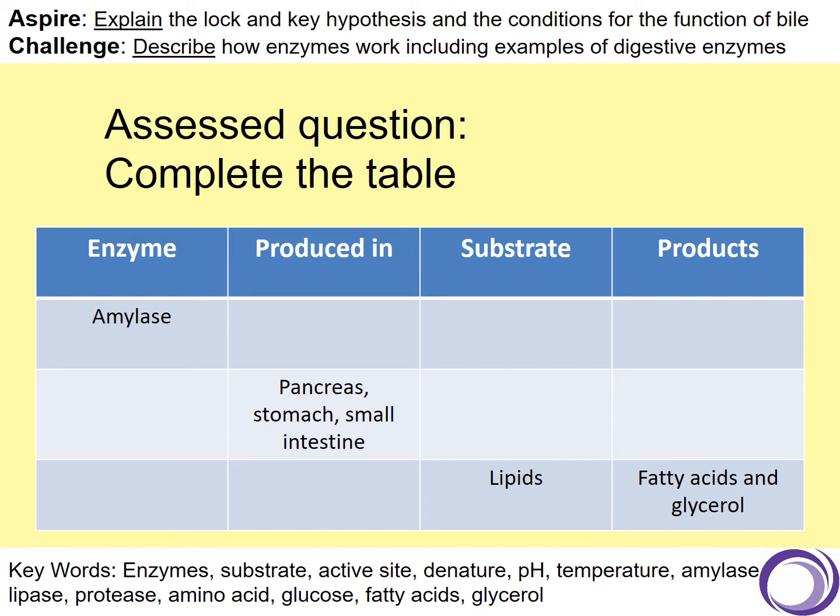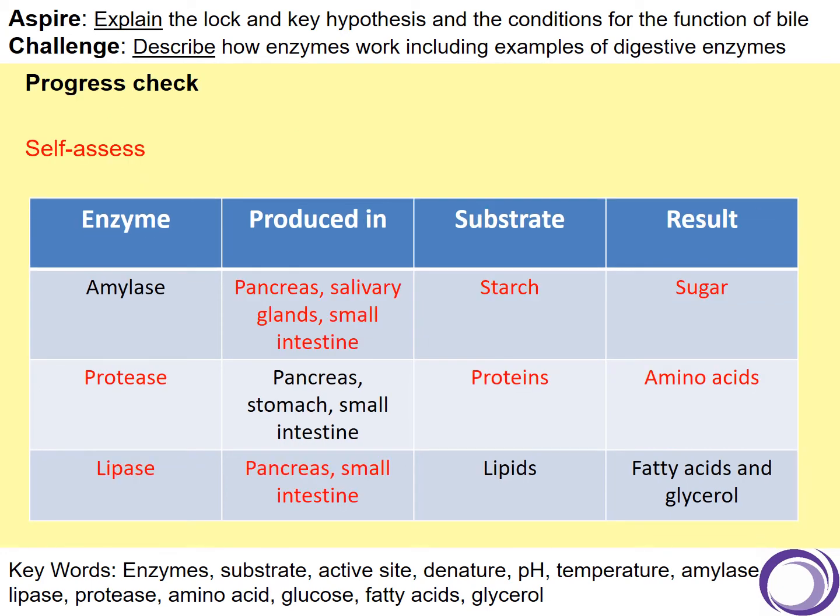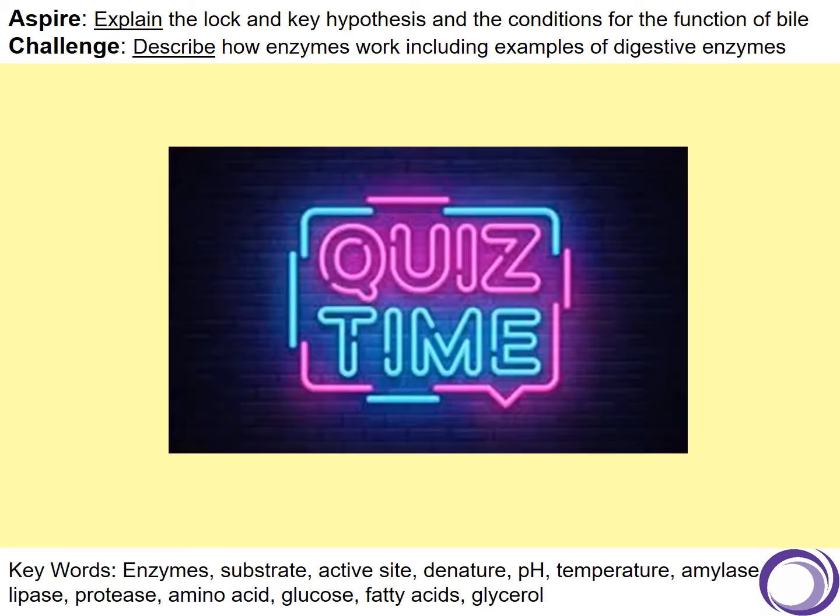Okay, let's go through these answers. So amylase, made in the salivary glands or the mouth, small intestine and pancreas, breaks down starch, the substrate, and produces sugar. Protease, the only way you would have got this is seeing that it was made in the stomach, and then you could have worked out that it was protease. Then it breaks down proteins, and the products are amino acids. And then lipase breaks down lipids, made in the small intestine and pancreas, and produces fatty acids and glycerol.